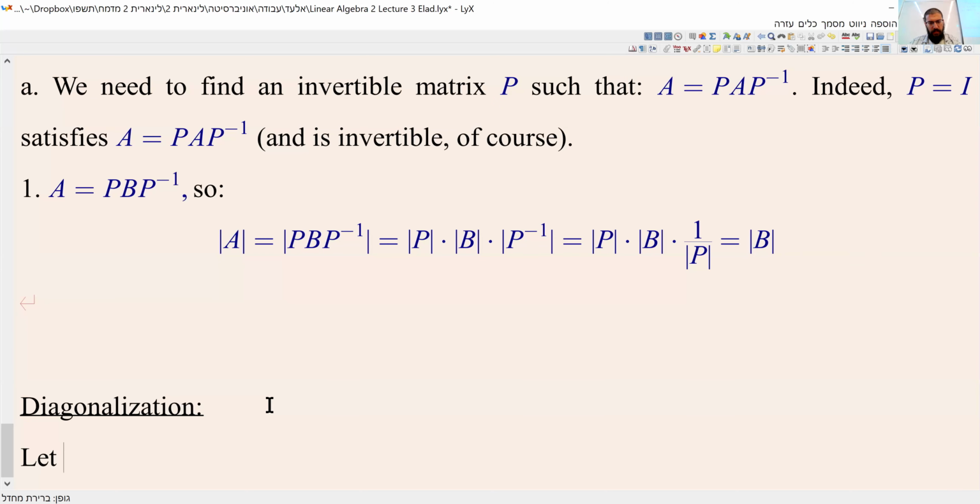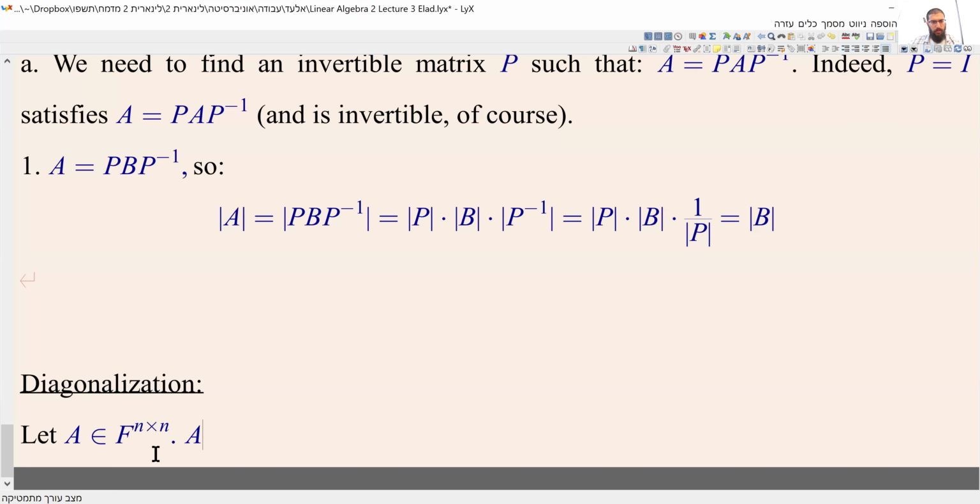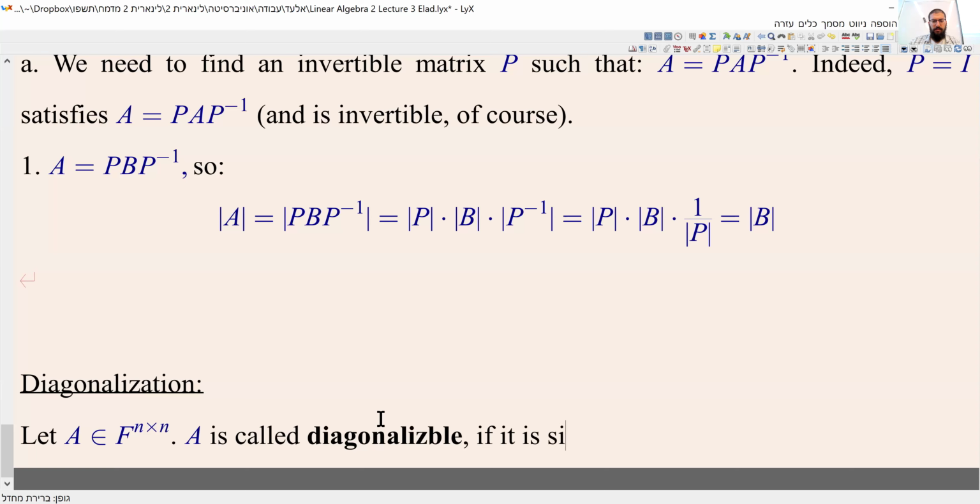Okay. Let A be some matrix of order n. A is called diagonalizable. You can make it diagonal, right? Diagonalizable if it is similar to a diagonal matrix.